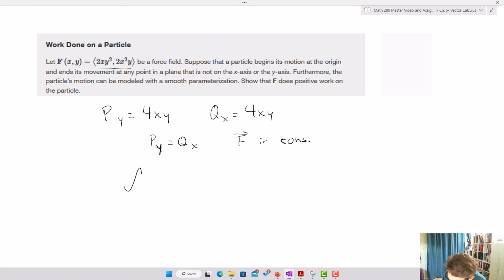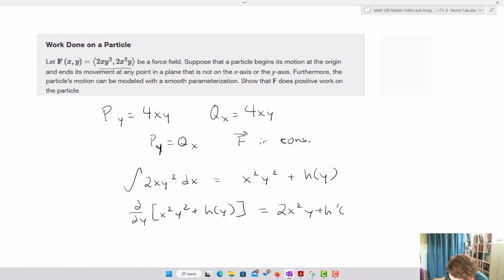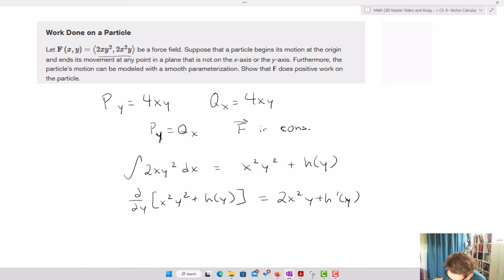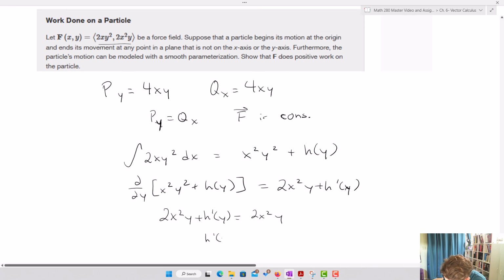So I'm going to start out with the integral of 2xy squared dx. This is going to equal x squared y squared plus, we'll call this h of y. We'll take the partial derivative with respect to y of x squared y squared plus h of y, and that'll equal 2x squared y plus h prime of y. Okay? And then we'll compare that to Q. And so 2x squared y plus h prime of y equals 2x squared y. So h prime of y is just equal to 0.